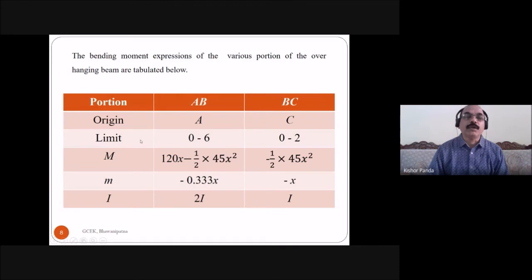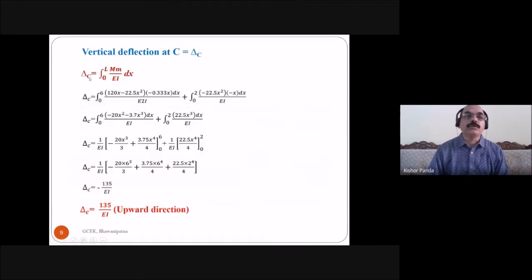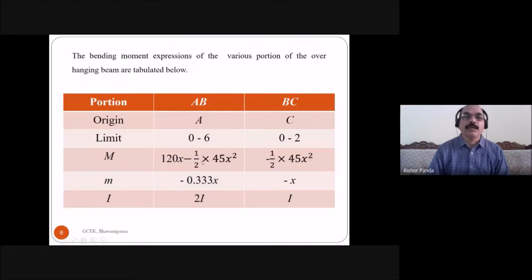Then you have to find out the deflection at the point C. You know this is the formula: the vertical deflection at C, delta C, is equal to integral 0 to L of capital M small m by EI dx. Capital M is the bending moment due to external force and small m is the bending moment due to the unit force. Here these are the bending moment values. First take the integration from 0 to 6 for the AB portion, and for the BC portion take the integration from 0 to 2.